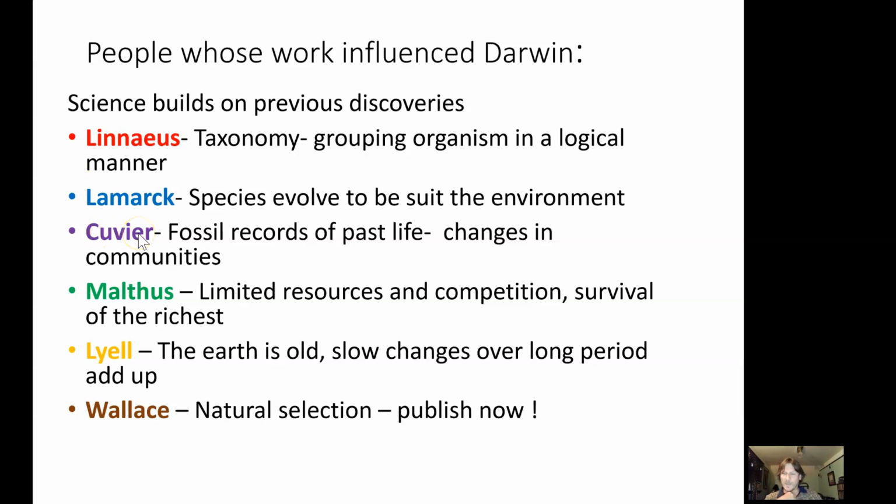Cuvier, fossil records of past life, right? So we know there's evidence that life looked different, and the farther back you go, the more different it looks. Malthus, a lot of the mechanism on population levels coming from Malthus: limited resources, competition, survival of the richest, which for evolution will be the fittest, right? And Lyell, the age of the earth and the slow, gradual process that he's thinking of, which evolution follows along. Wallace comes up also with natural selection, but he was also the impetus to get Darwin to actually publish his work.